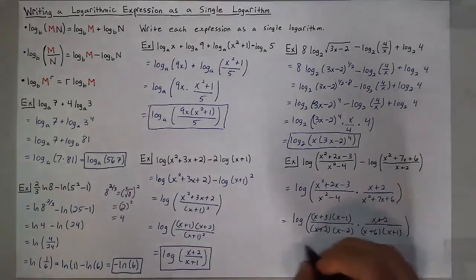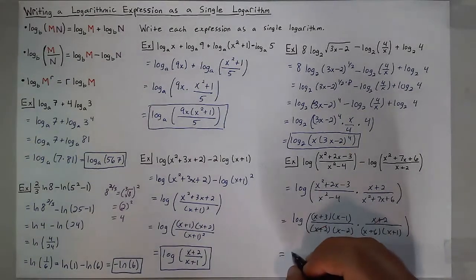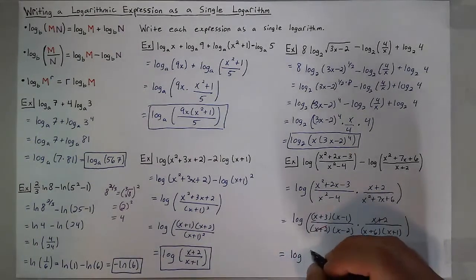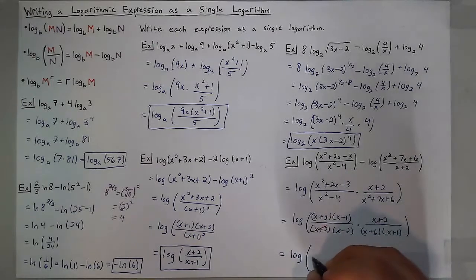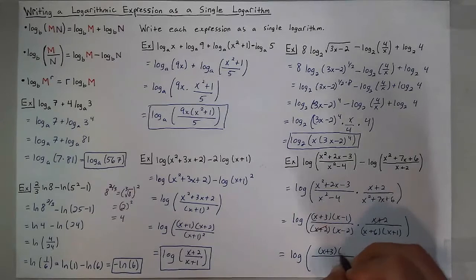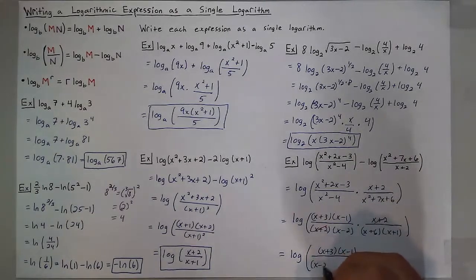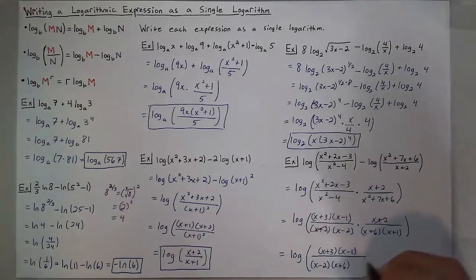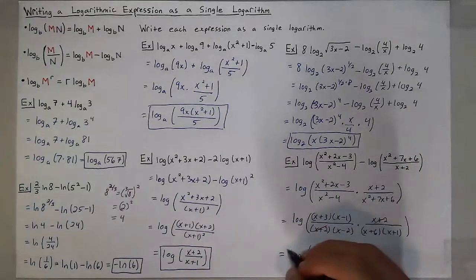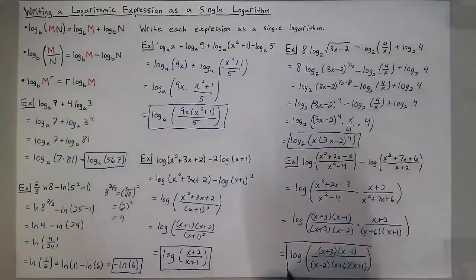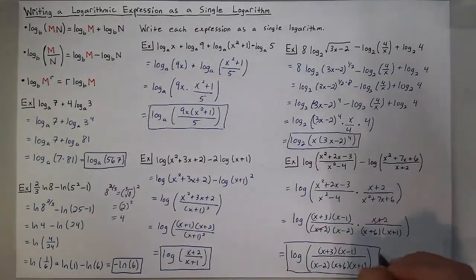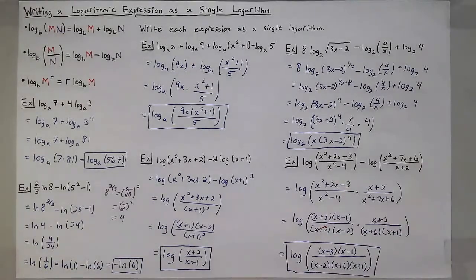So now I'll combine this into one big rational function to be log of my numerator, (x plus 3) times (x minus 1). And then in my denominator, (x minus 2) times (x plus 6) times (x plus 1). And that is how you write a logarithmic expression as a single logarithm.